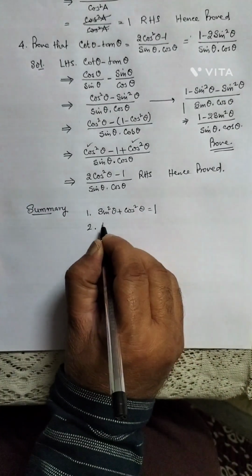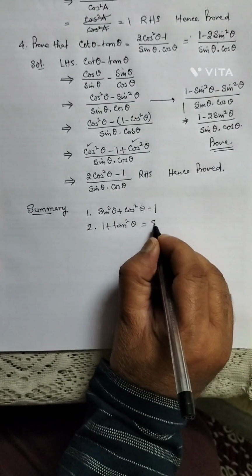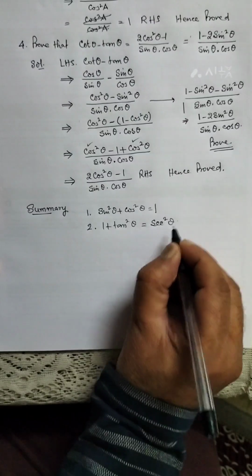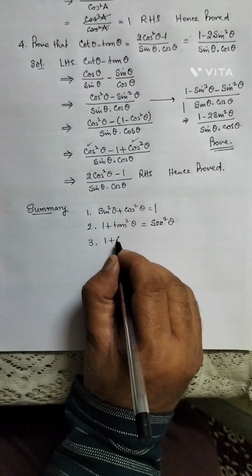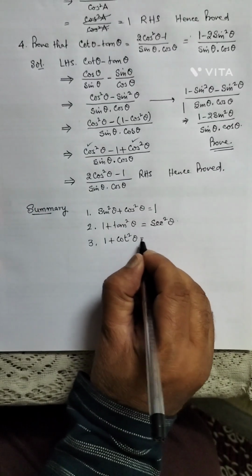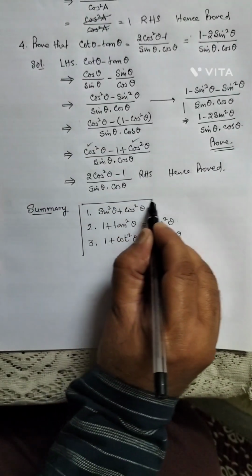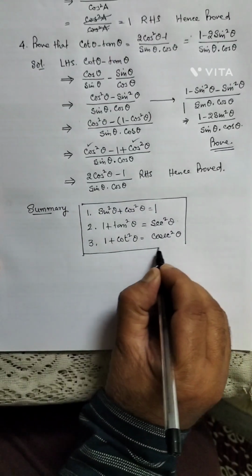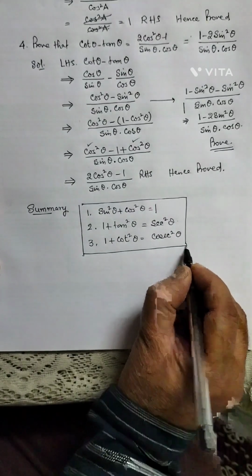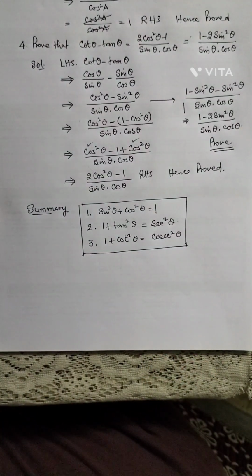Similarly, second identity is 1 plus tan square theta is equal to sec square theta, and the third one is 1 plus cot square theta is cosec square theta. If you master these three identities, you are surely going to find this kind of questions, that is proving identities, easy. Thank you very much and good luck to all of you.